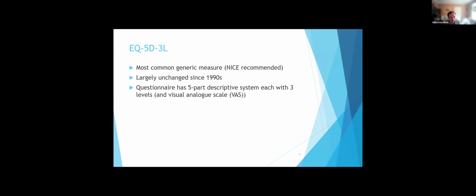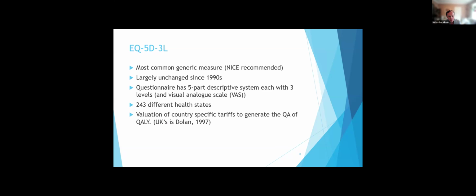The questionnaire itself, and I'll show you what it looks like, has 5 parts, each with 3 levels of different health, and that gives you 243 different health states. So this relatively simple questionnaire gives you quite a wide number of different health states that it can explain. You can then take those different health states and put a number on it, a quality of life score that in the UK, as has been estimated, runs between -0.594 and 1, where 0 is equivalent to a dead state, which is inevitably very controversial, and then 1 is the best health imaginable.